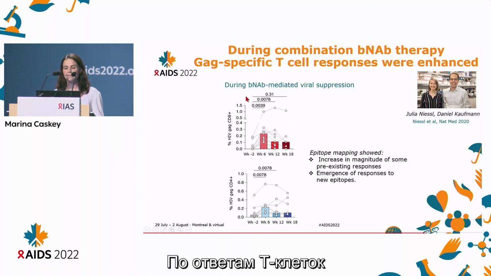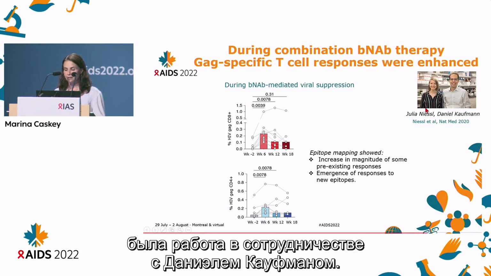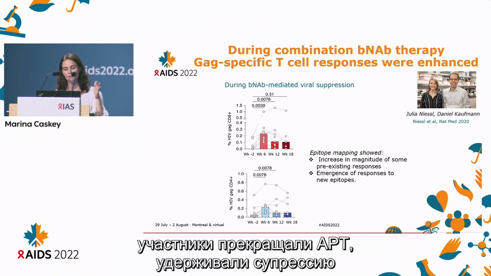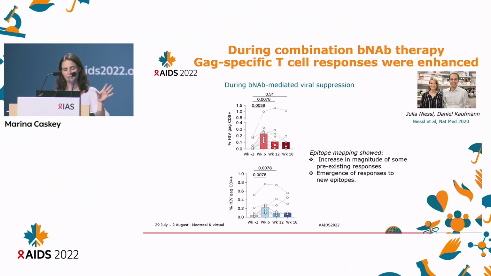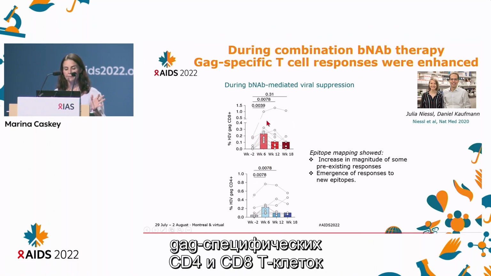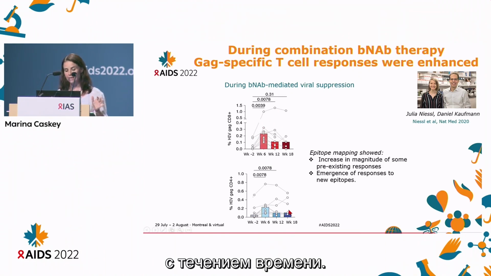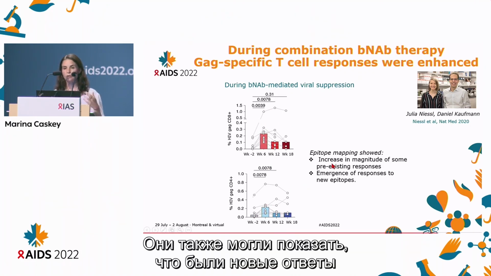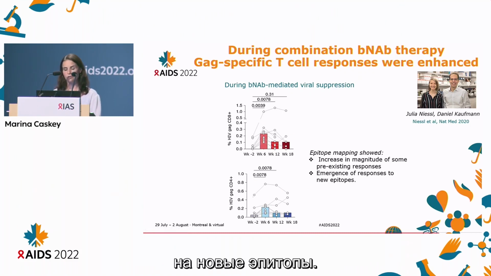In terms of T-cell responses, this was work in collaboration with Daniel Kaufman. We looked in a study where it was an ATI study, so individuals discontinued ART, maintained suppression under antibodies only. What they demonstrated was that there was an increase in GAG-specific both CD4 and CD8 T-cell responses over this period of time, in contrast to individuals that had not received the antibodies. And then they were also able to show that there are new responses to new epitopes.